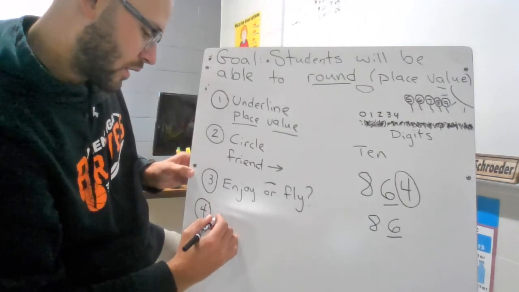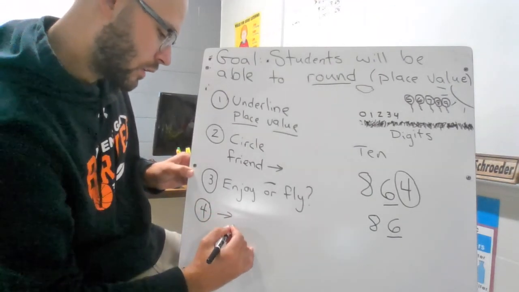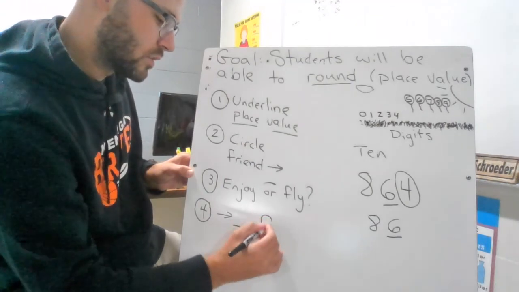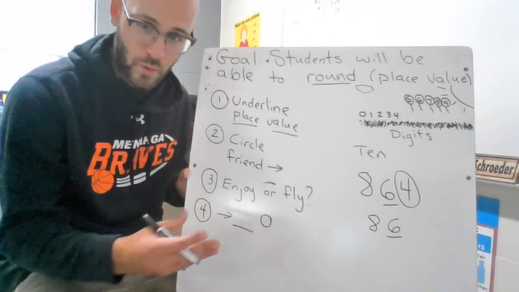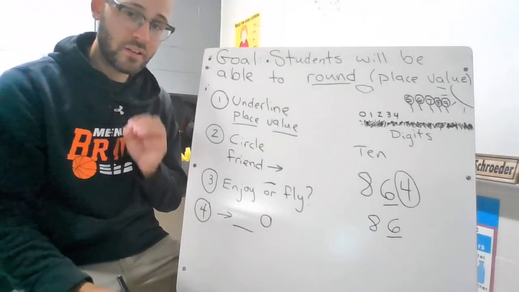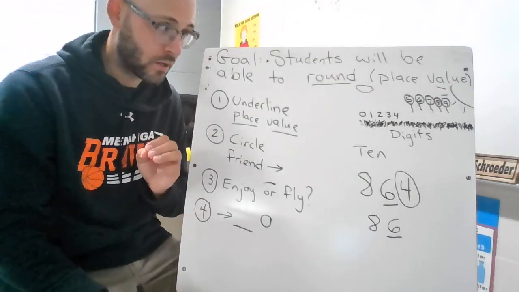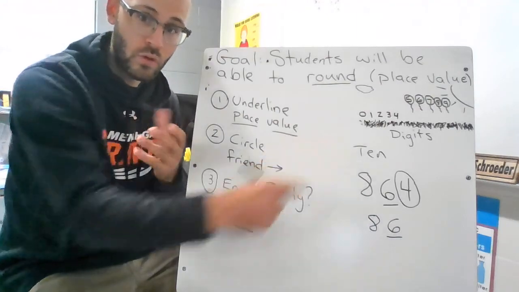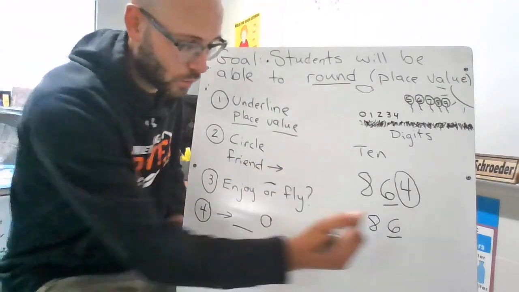is everything to the right of the underline becomes a 0. You might have to watch this video a few times to make sure you understand what I just drew there, but everything to the right of the underlined place value, which is the place value that you're rounding to, should become a 0.